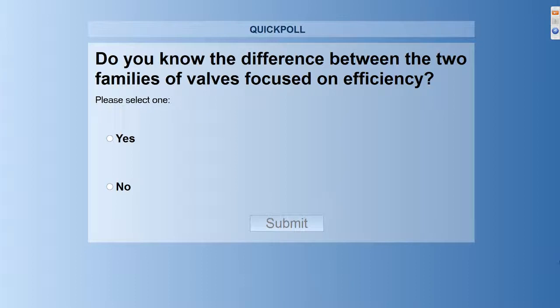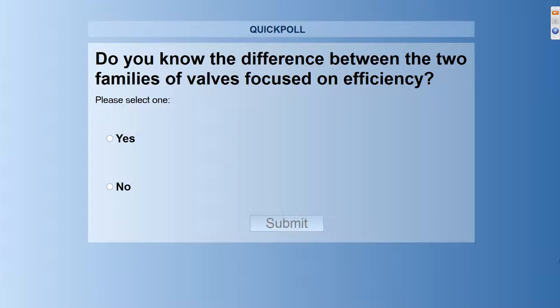One of the reasons why we wanted to ask that question is that at least one of those families of valves is still fairly new to the market, and it may make a difference of which family of valve you actually want to choose. As soon as we get some responses back for this poll, we're going to show you the response, and then we're going to talk about the differences between these two families of valves. Sound good? Mm-hmm.